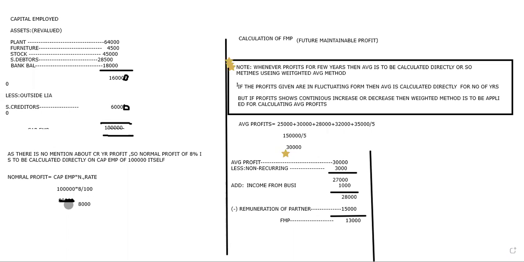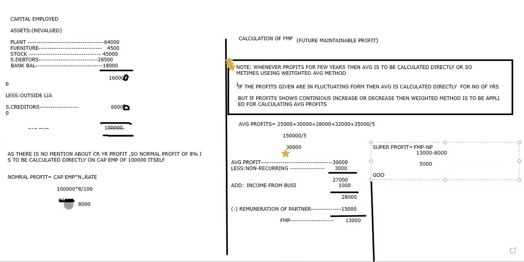So now I can apply the super profits method, no? So what is the super profits thing going to say? Super profits is equal to FMP minus NP. So FMP, how much did we get? 13,000. NP, how much did we get? 8,000. So therefore the difference is how much now? 5,000. Now therefore goodwill is to be found out.